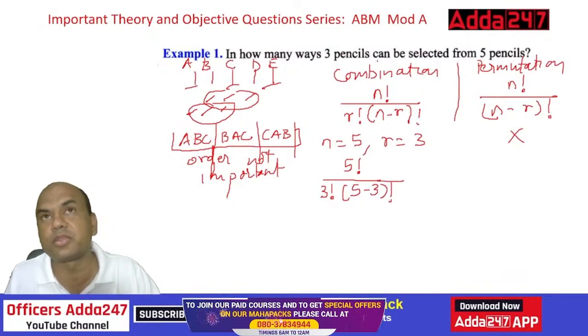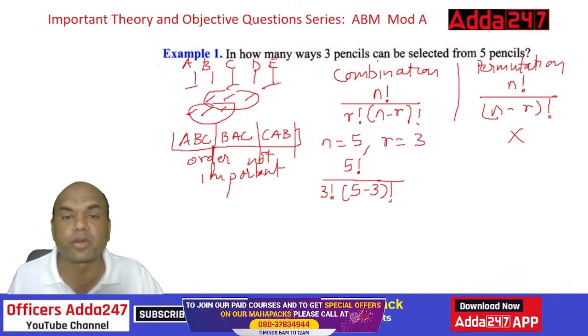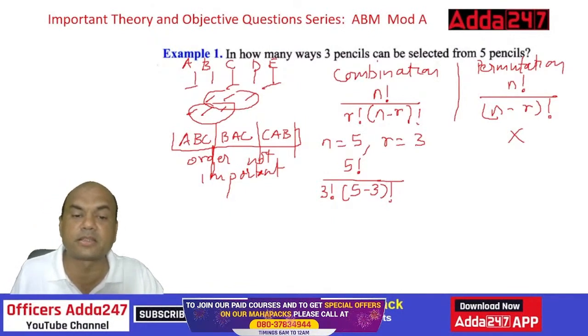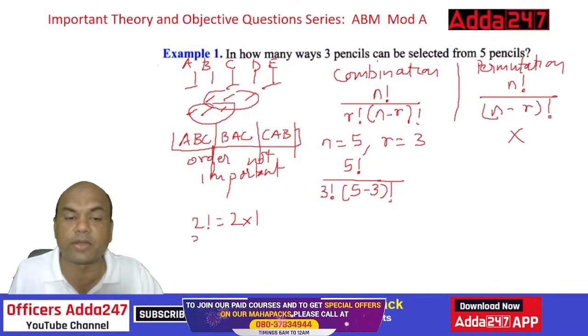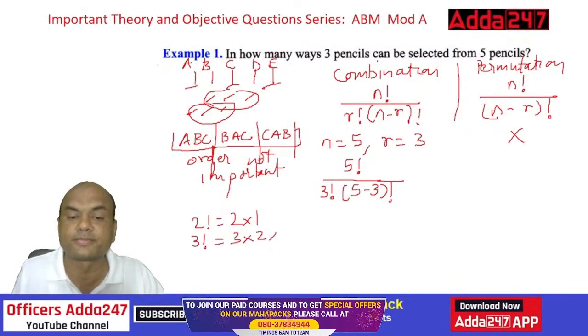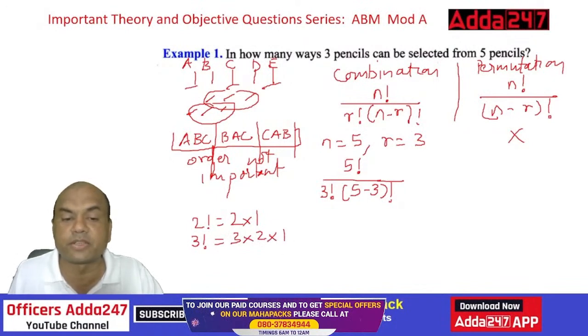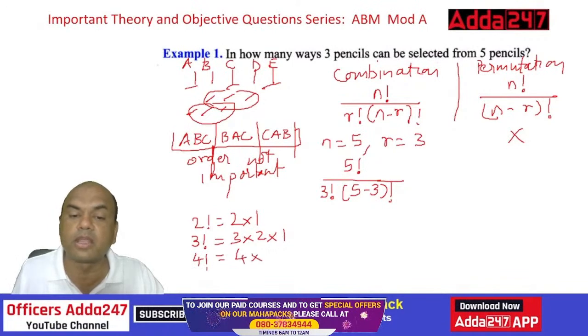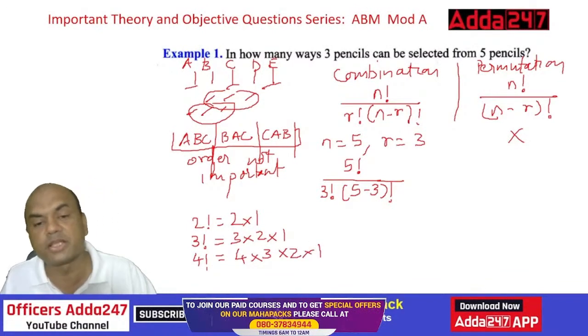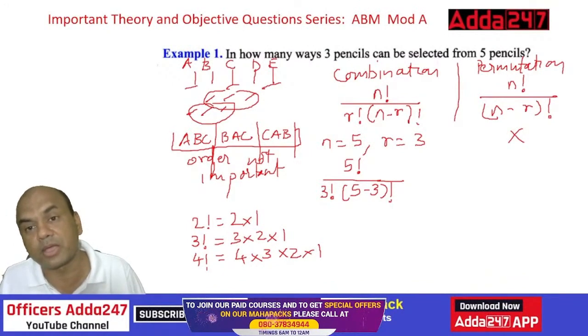5 factorial means what? Factorial means what? Suppose if I say 2 factorial, it means 2 into 1. Suppose if I say 3 factorial, it means 3 into 2 into 1. Suppose if I say 4 factorial, it means 4 into 3 into 2 into 1. What does it mean? Factorial means multiplying the numbers up to 1, starting from this number and going backwards.